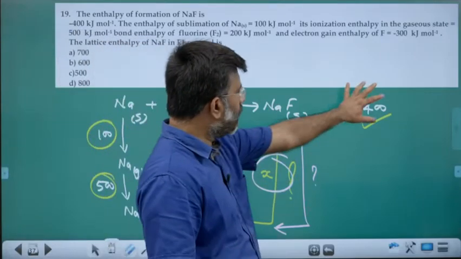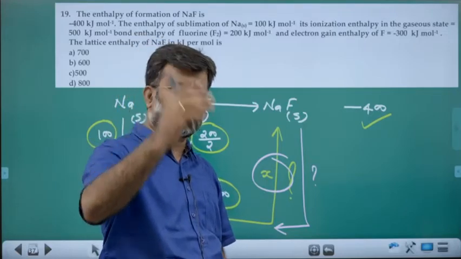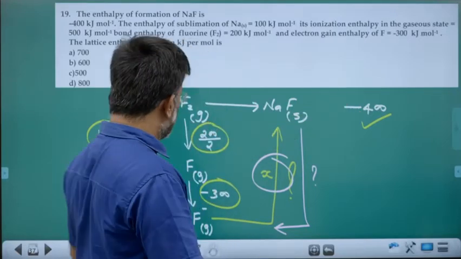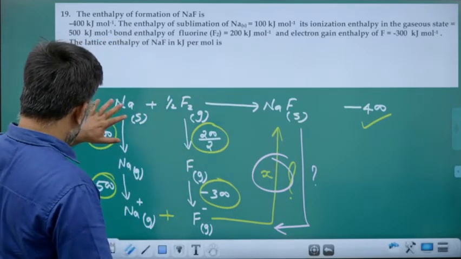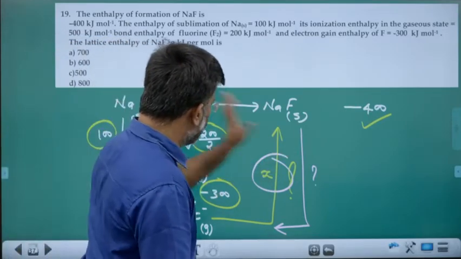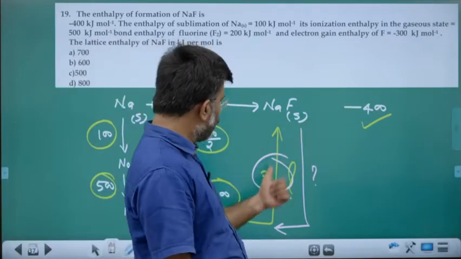The total enthalpy is equal to Hess's law. Born-Haber cycle, Hess's law. The total enthalpy is equal to the enthalpy of individual steps. What are the individual steps? 1 plus 2 plus 3 plus 4 plus 5. So this plus this plus this plus this plus this. You get this. What is this value?